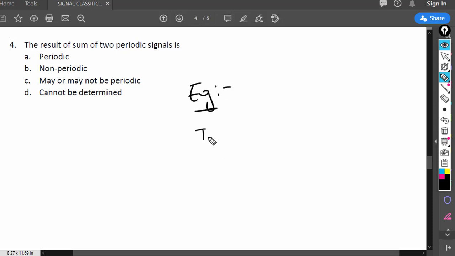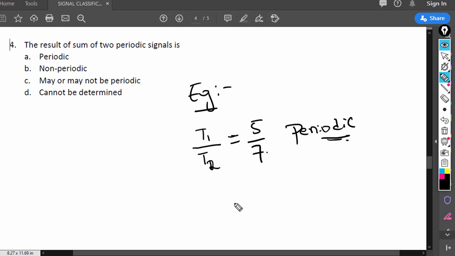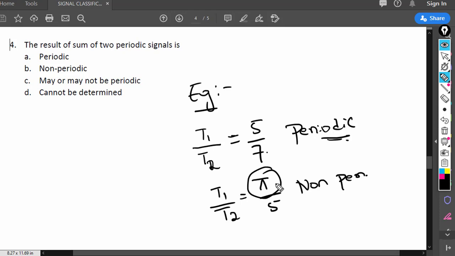Say I know the value of T1 and I know the value of T2. If I take the ratio T1 by T2 and I get the answer as 5 by 7, then the signal is periodic. Why? Because the numerator is an integer and the denominator is also an integer. And in some cases, if T1 is pi and T2 is an integer, let's say 5, then the signal is non-periodic.